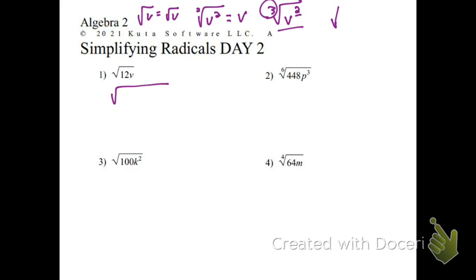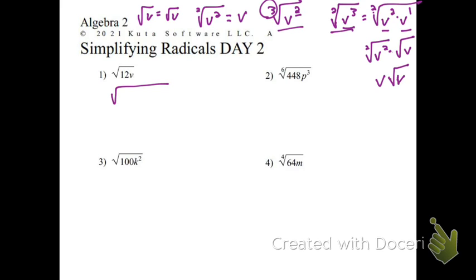But if I have something like this, the square root of v to the third, that's a 2 in there. Now, we all agree that 3 is the same thing as 2 plus 1, right? So then we break this down into something that can be taken out and something that can't. So this would be like saying the square root of v squared times the square root of v. The square root of v squared is v, and the square root of v is the square root of v. So, the square root of v to the third ends up like that.